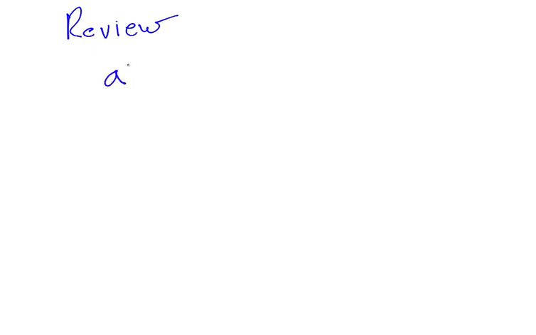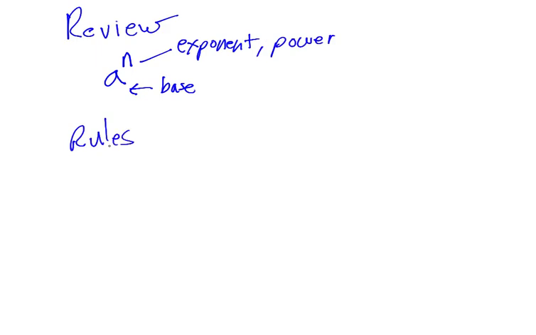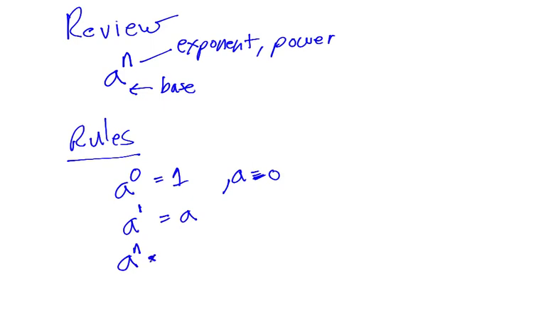So in the first one we saw if we had something like a to the power of n, that a is called the base, and n is called the exponent, or power, or sometimes it's called the index. Alright, we saw some rules. We saw the basic rules of a to the power of 0 is equal to 1 for a not equal to 0. And we saw that a to the power of 1 is just a. We saw that a to the power of n times a to the power of m, that we add the exponents together, n plus m.